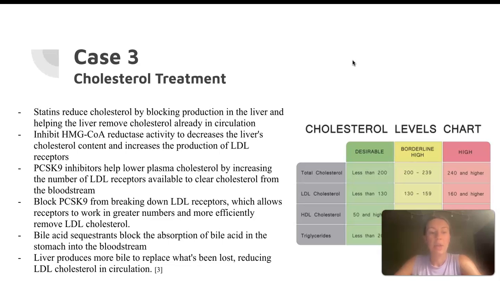Bile acid sequestrants block the absorption of bile acid in the stomach into the bloodstream. And so the liver produces more bile to replace what's been lost, and this lack of absorption reduces LDL cholesterol in circulation too. So with statins and PCSK9 inhibitors, the most common symptoms are going to be muscle pain, muscle cramps, nausea, vomiting, headache, and stuff like that. And the bile acid sequestrants' symptoms are mostly going to be gastrointestinal related, like stomach pain, nausea, constipation, indigestion, and stuff like that.